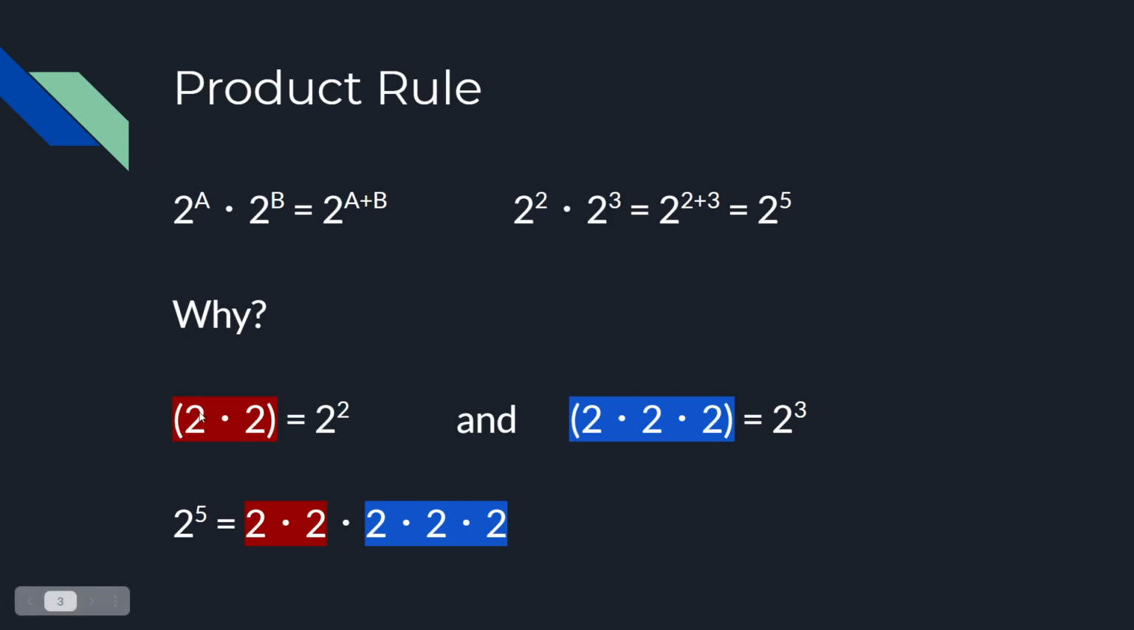Okay, why is this? We know 2 squared is 2 times 2, and 2 cubed is 2 times 2 times 2. 2 to the fifth, right, is 5 2's. And we can see here, we're multiplying 2 squared and 2 to the third. So you end up with 2 squared, which is 2 times 2, times 2 to the third, which is 3 2's. So really, that's pretty much it.